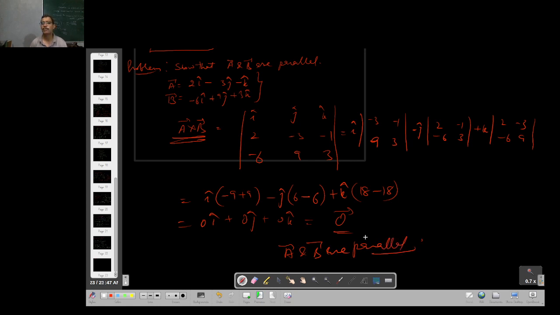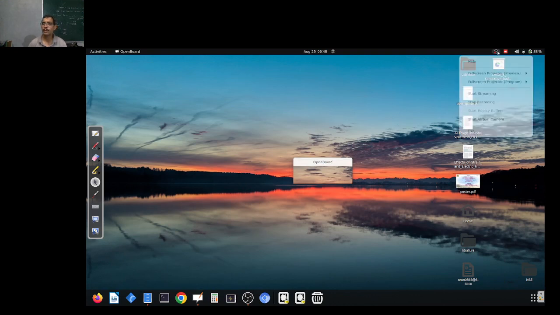So this is all about vector cross product. In the next lecture I will talk about further properties of vector algebra, a few more important things relating to it.